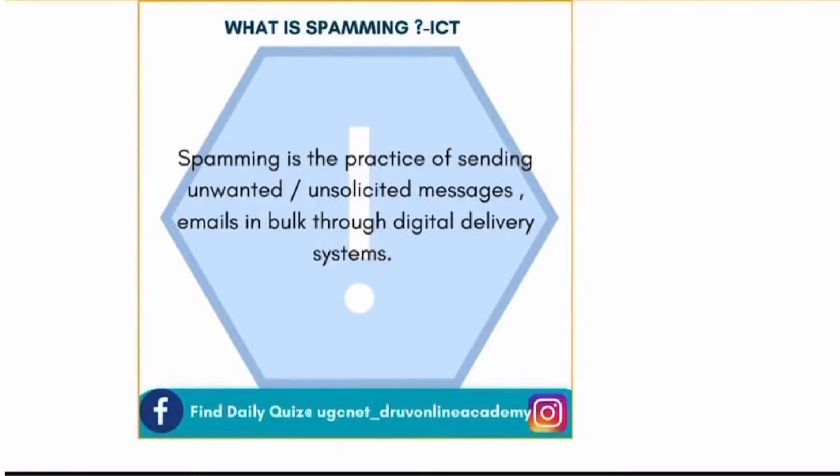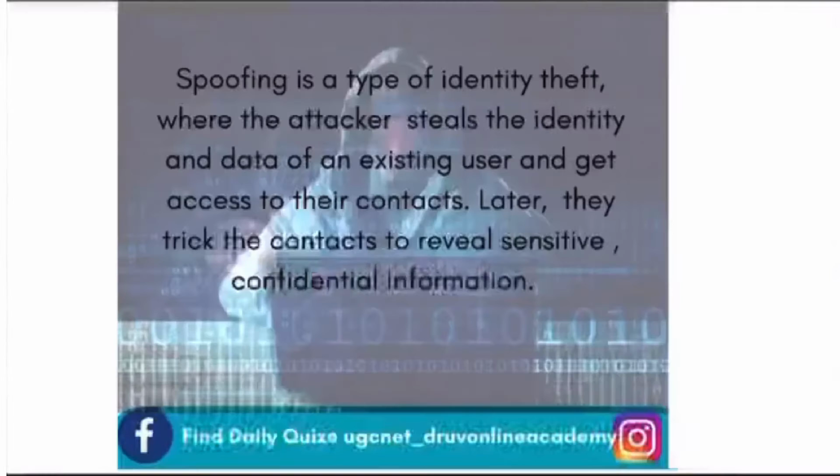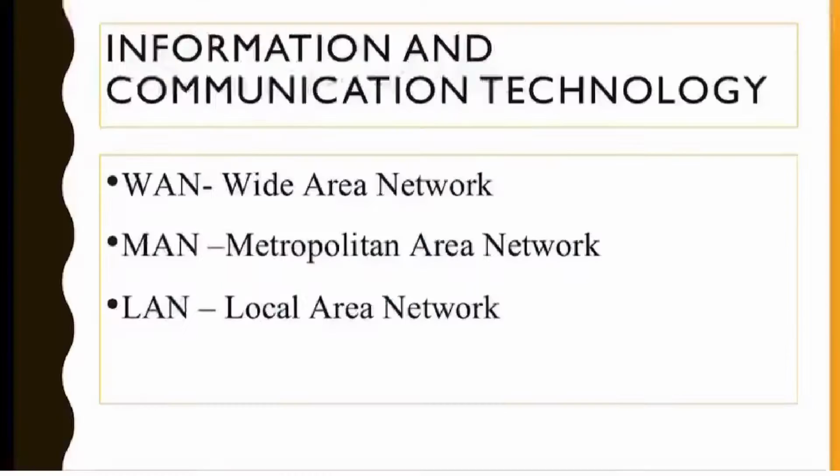Spamming is sending bulk messages or mails to random contacts even without their consent or any kind of request from their part. Phishing is where the message seems to come from a trusted or a reputable source, but it is not so in reality. The recipients or the audiences are tricked to believe so that they will reveal some of the confidential information. Spoofing is identity theft. So by stealing the identity, they trick the contacts to reveal some of their confidential information.